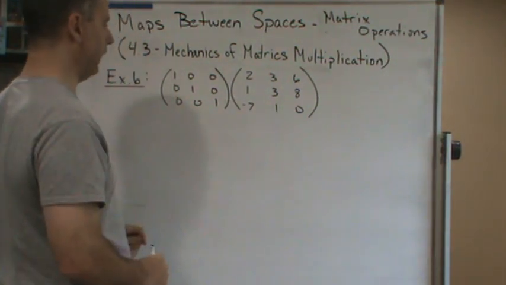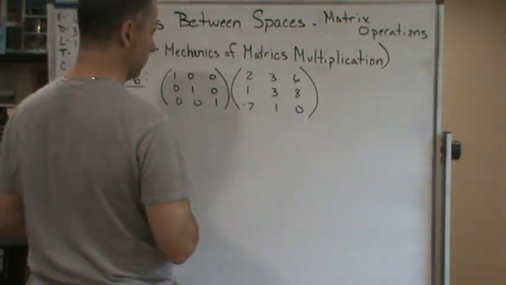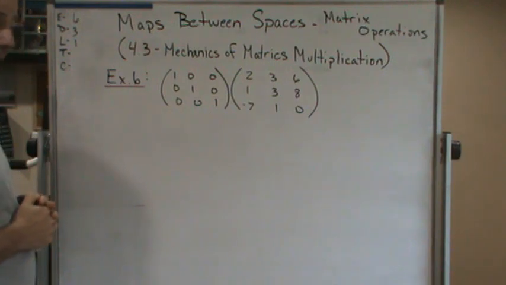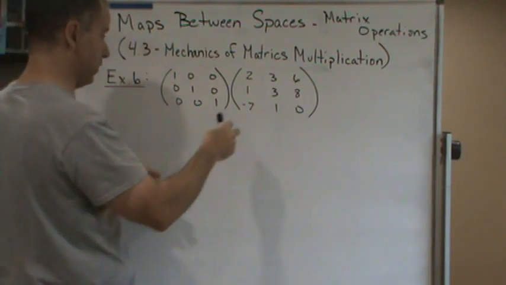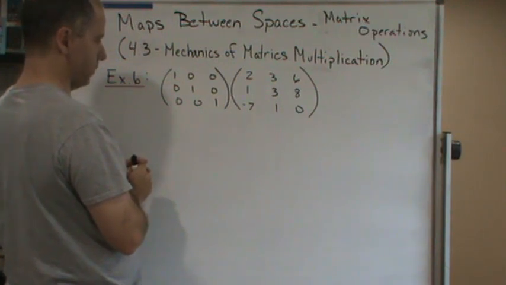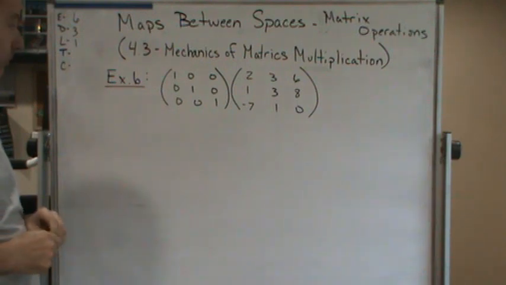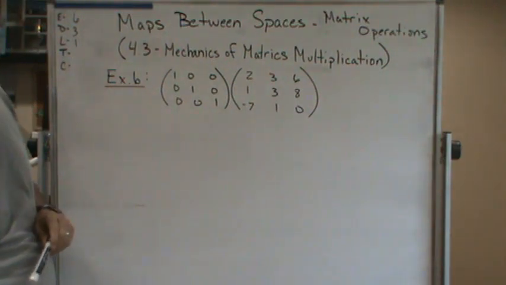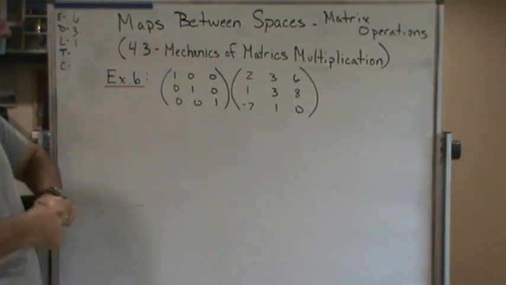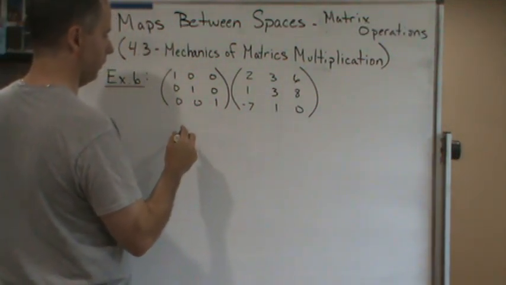Okay, again, you could multiply this by each one of these columns, right? So you take each column of here, multiplied by this matrix, based on the previous lemma. Okay, so let's work it out.